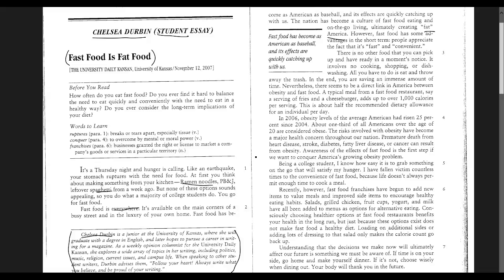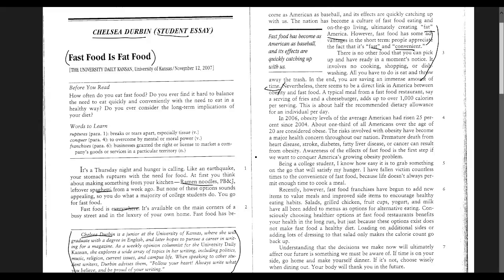However, fast food has some advantages in the short term. People appreciate the fact that it's fast and convenient. There's also no other food that you can pick up and have ready at a moment's notice. It involves no cooking or dishwashing. All you have to do is eat and throw away the trash. In the end, you're saving an immense amount of time.